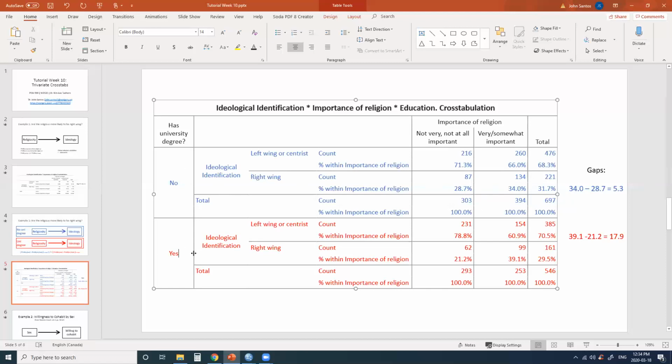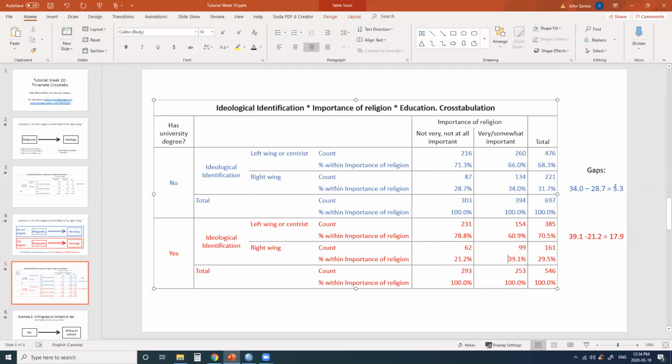Amongst those with a university degree, the gap has widened, right? So amongst those with a university degree, those for whom religion is very or somewhat important to their lives are 17.9 percentage points more likely to identify as right wing than those for whom religion is not very or not at all important, right? And again, because this is a 2 by 2 table, the gap in one category of the dependent variable is the same as the gap for the other category of the dependent variable, right?